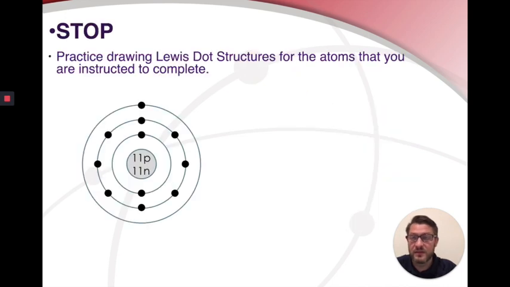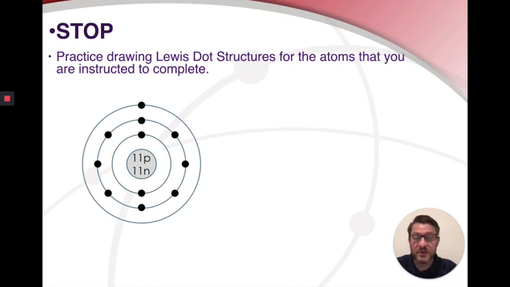So let's look at an example and break down how to draw the Lewis dot structure and why we draw it the way that we do. So here we have the example of sodium. Sodium is number 11 on the periodic table. What that tells us is that it has 11 protons, because if you remember, the atomic number is the number of protons in the nucleus.